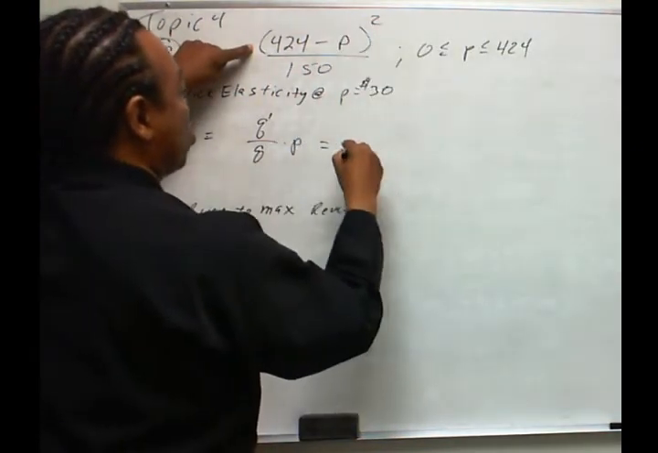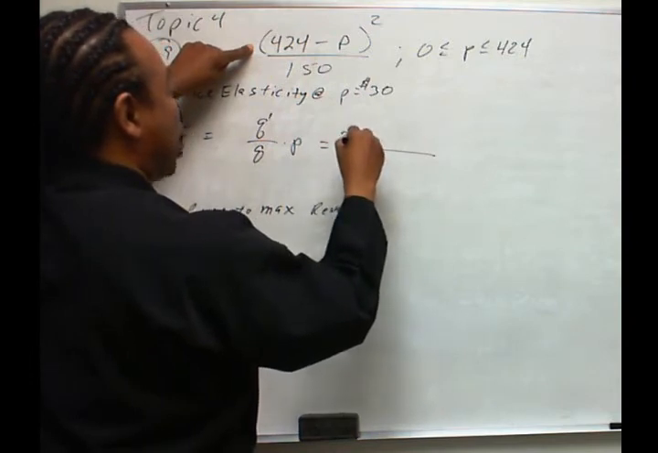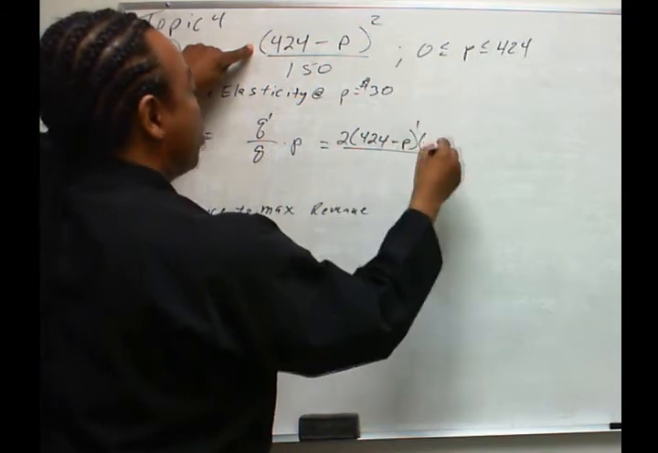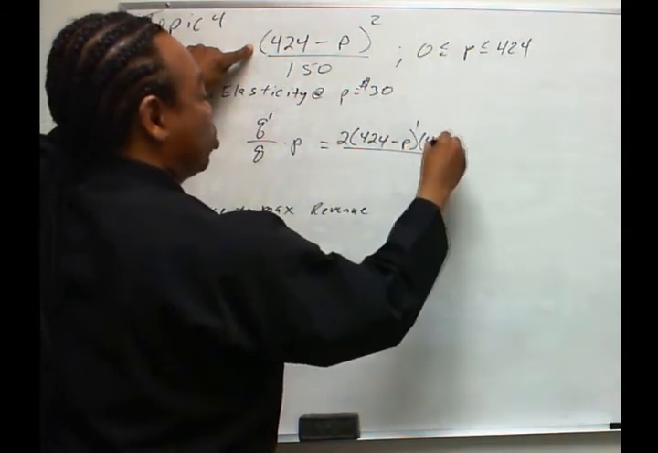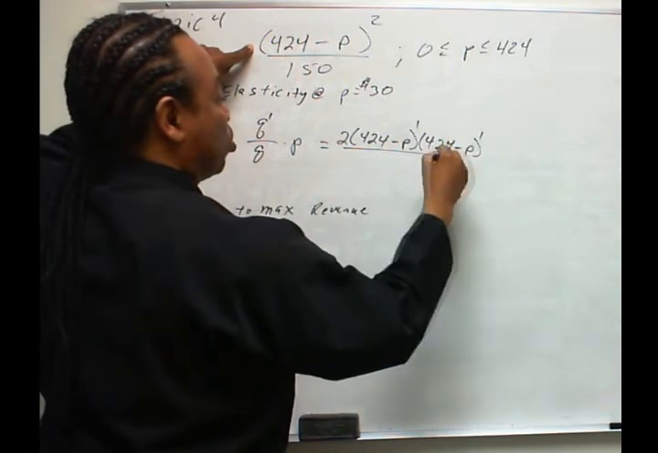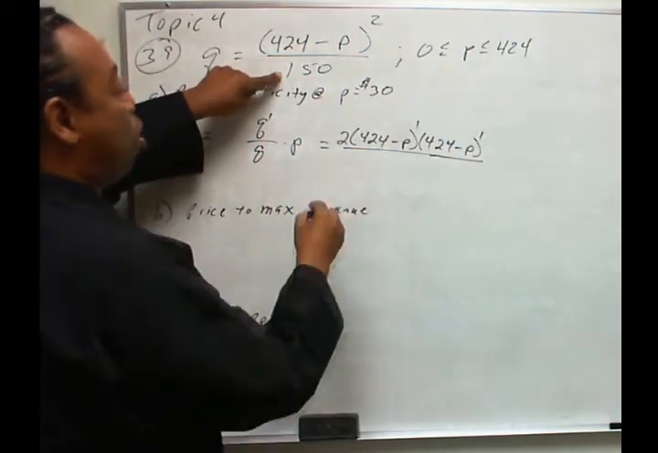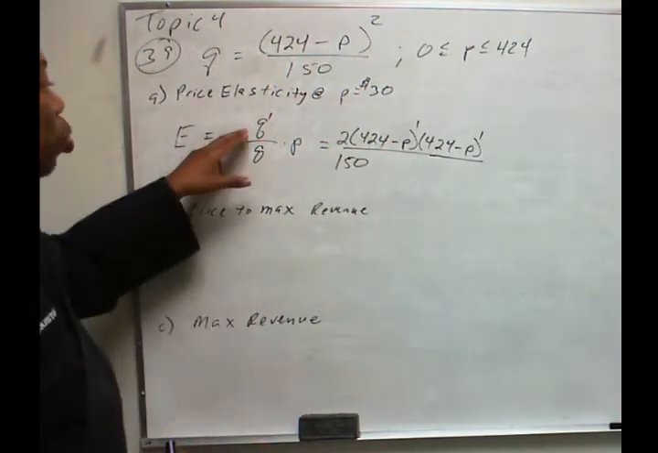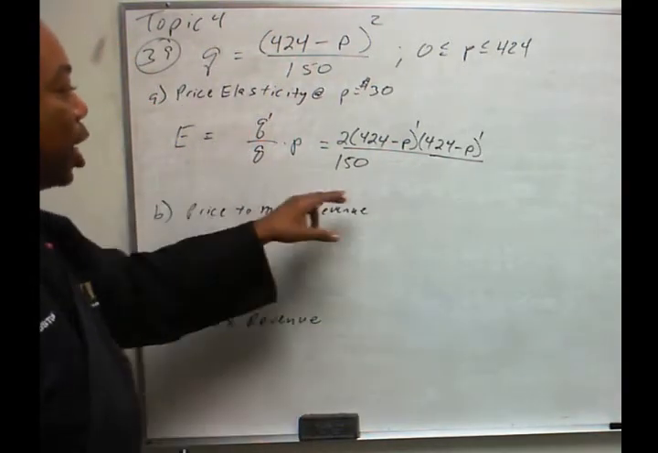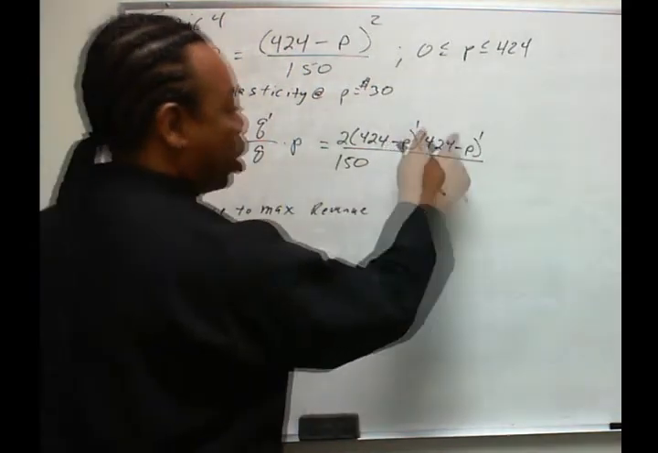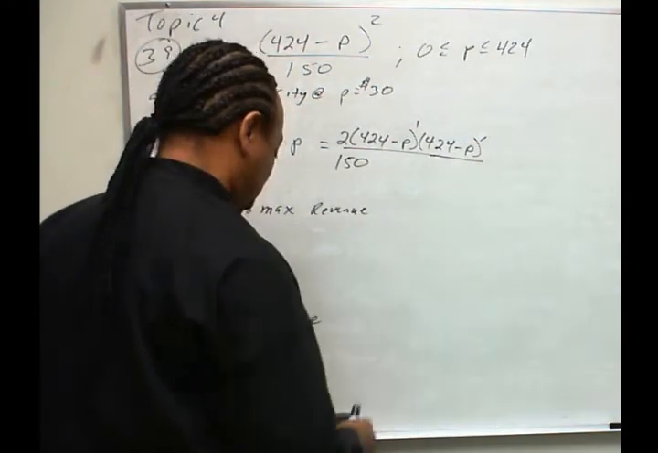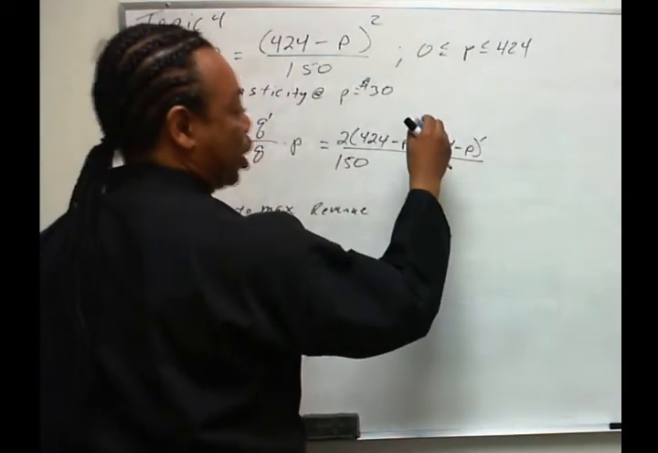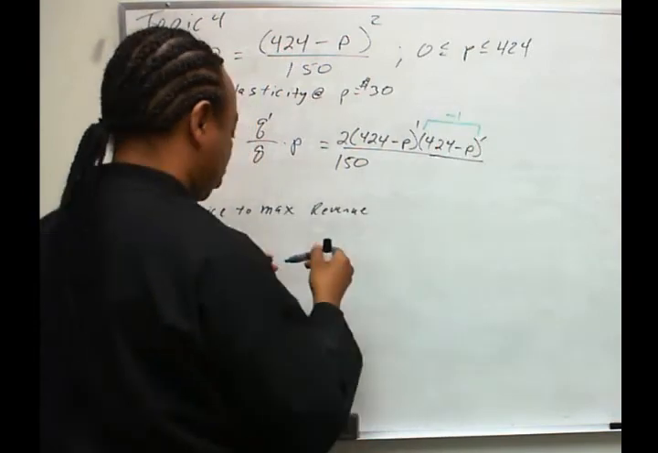The derivative here will be 2 times 424 minus p to the first power, then the derivative of the inner function, and this is all over 150. Okay, so that's the derivative of q. This is a q prime, so let's change that notation. The derivative of the inner function will be 0 and negative 1, so all this is negative 1.